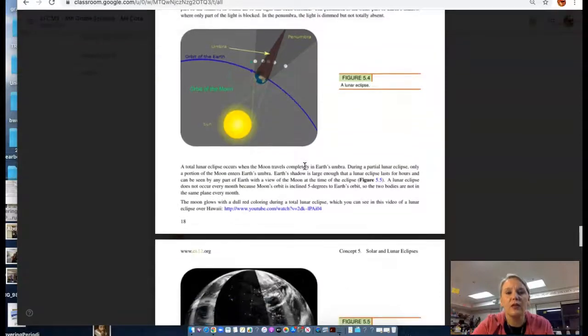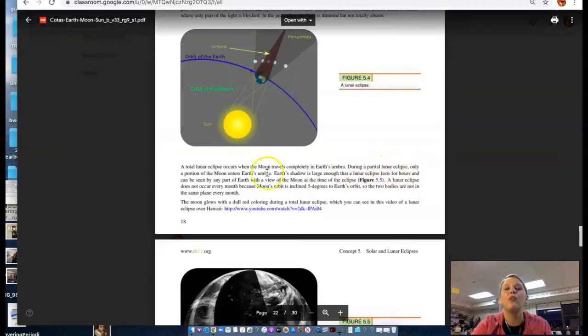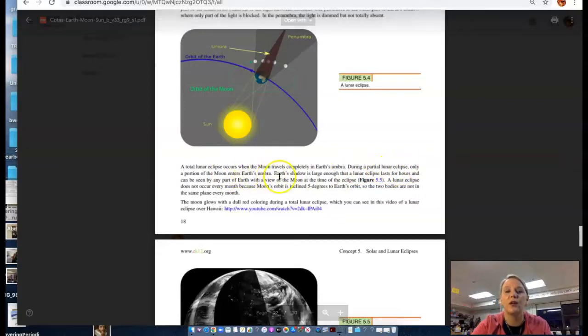It says a total lunar eclipse occurs when the moon travels completely in Earth's umbra. During a partial lunar eclipse, only a portion of the moon enters the Earth's umbra. Earth's shadow is large enough that a lunar eclipse lasts for hours and can be seen by any part of the Earth with a view of the moon at the time of the eclipse. So if you're on the nighttime side of the Earth.